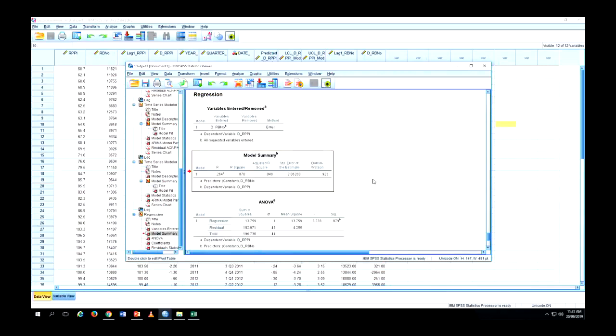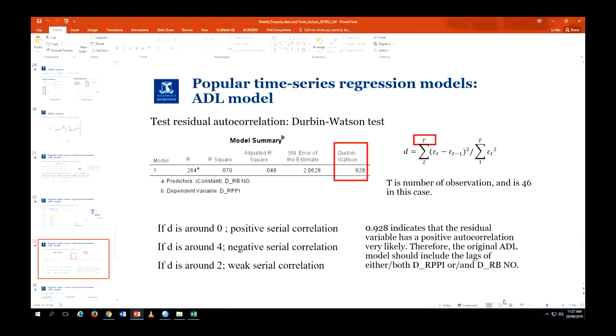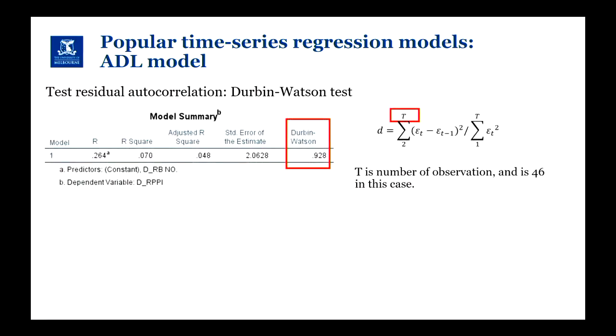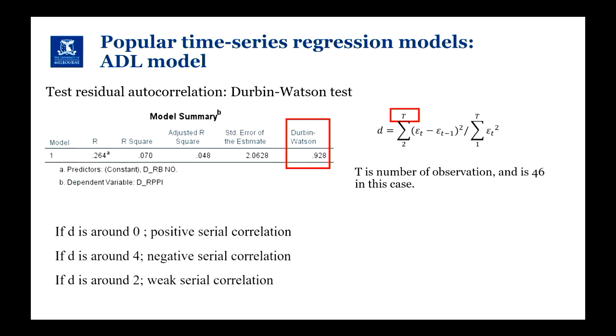Then we can estimate the model and also calculate the Durbin-Watson test, which in this case is 0.928. Basically, that's the function for how we calculate the Durbin-Watson value. So that's the estimated error term, and this is the number of observations, where we have 46 in our case.